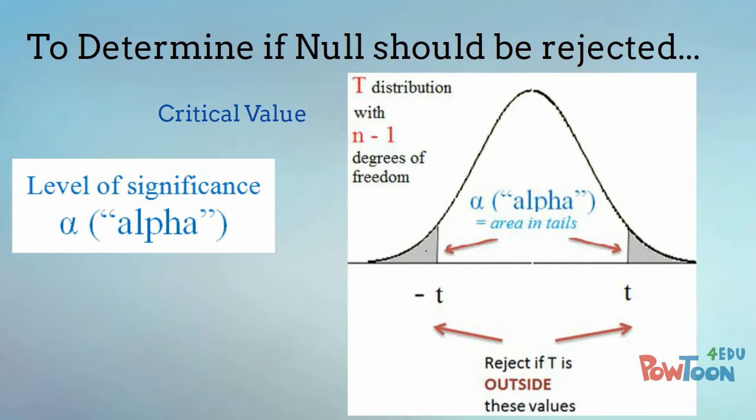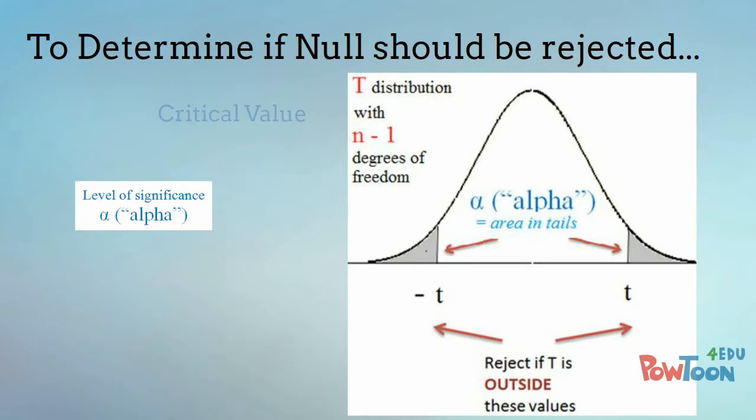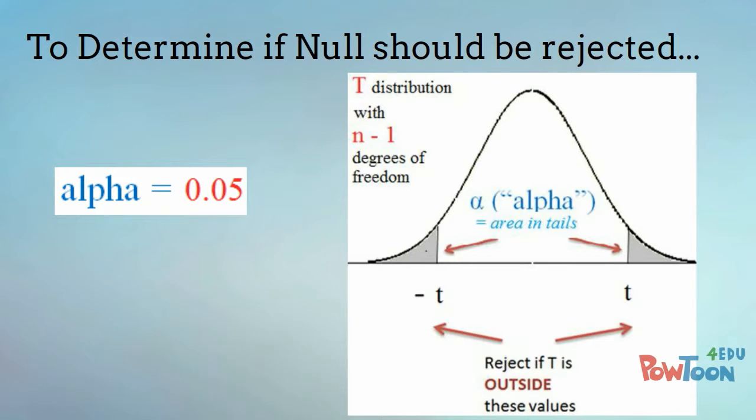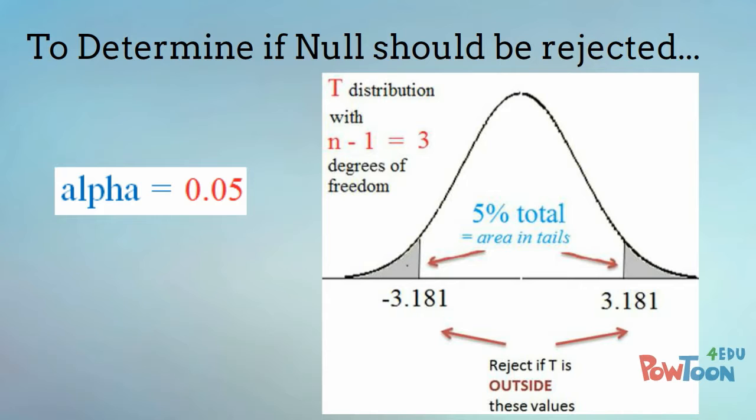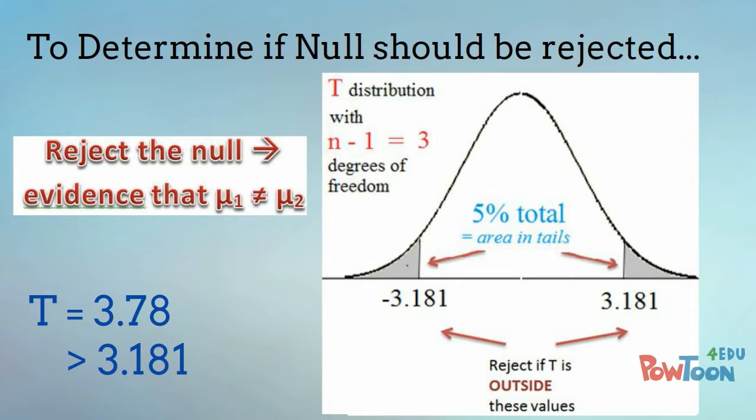We reject if our test statistic is outside these values, which can be found by using a t-calculator or a t-table. In our example, if we use a 5% significance level, we had a t with 4 minus 1 or 3 degrees of freedom, so the critical values are minus 3.181 and positive 3.181. In this case, the test statistic was t equals 3.78, so we reject the null that says that the mean difference is 0. In other words, we have evidence that mu1 does not equal mu2.